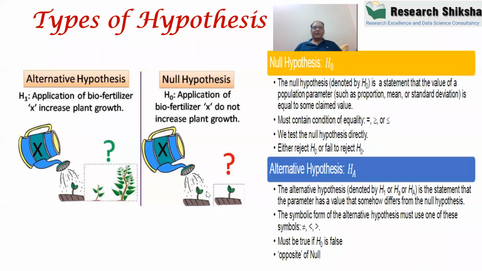For example, in this picture, you can see that if I assume that application of biofertilizer, that is X, does not increase plant growth, it is not a negative statement. It is a neutral statement, right? So we assume that all are the same. Everybody is the same. Everybody is independent. There is no relationship between them. So, these statements are not negative statements. They are neutral statements. And it is the duty of the researcher to challenge the neutral statements, right? Because on the basis of our observations, we can challenge these neutral statements. And so our objective is to challenge the null hypothesis and prove the alternate hypothesis, right?